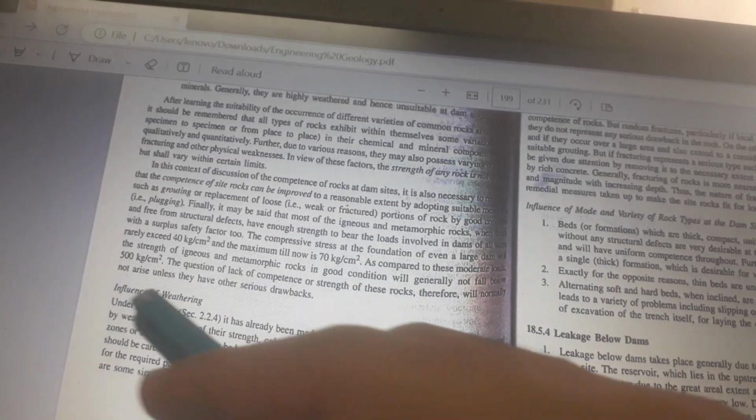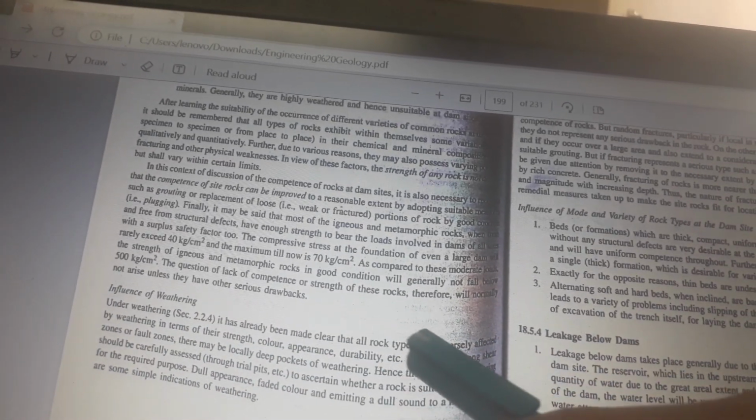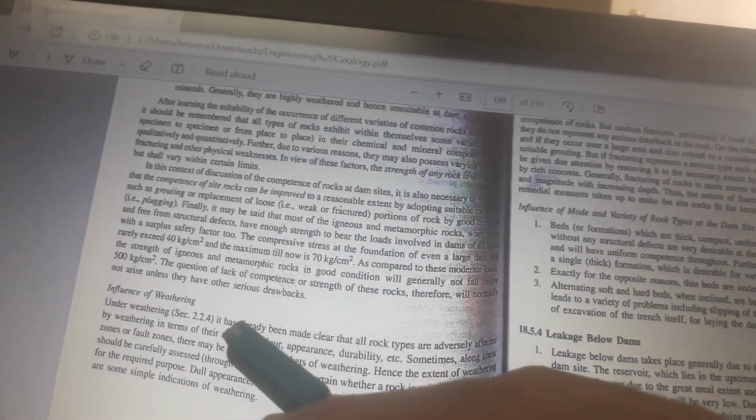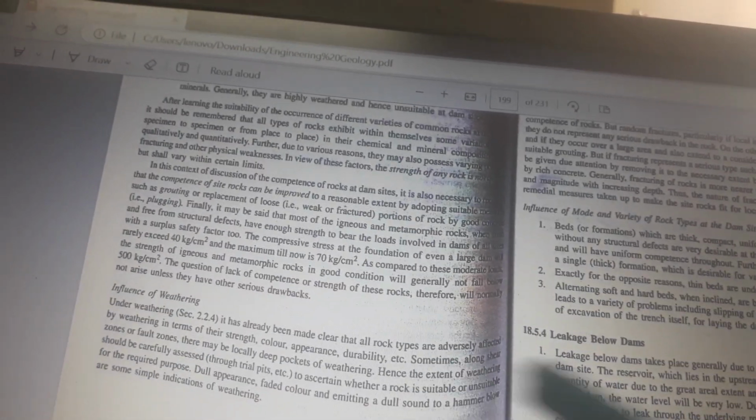Influence of weathering. Under weathering, it has already been made clear that all rock types are adversely affected by weathering in terms of strength, color, appearance, durability, etc.